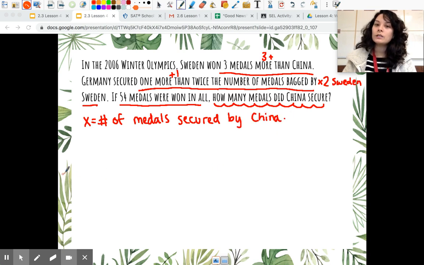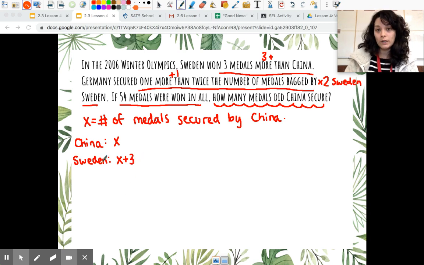And if this one's a little confusing, it might be better to break it down by country first to see what we're dealing with. So we know that China won x many medals, right? Then it tells us that for Sweden, they won 3 more medals than China. Well, China won x, so if I take x and add 3, that's how many medals Sweden won.